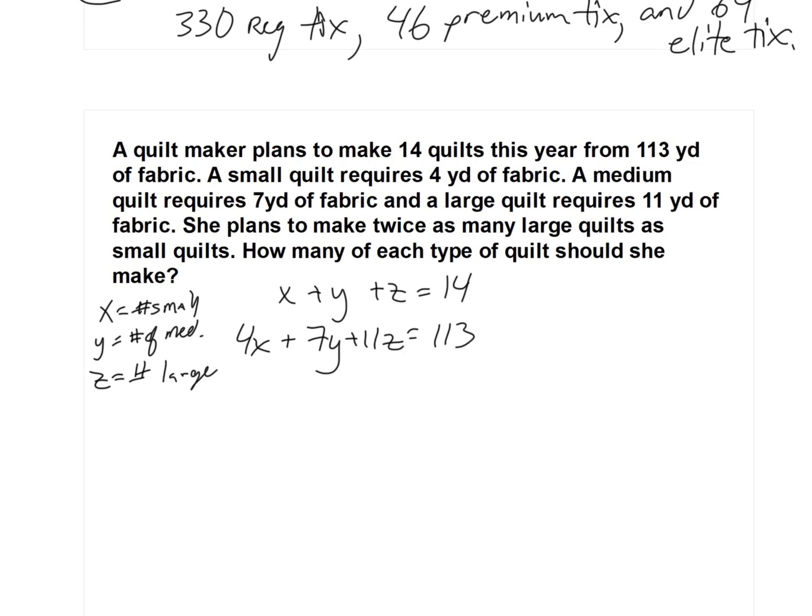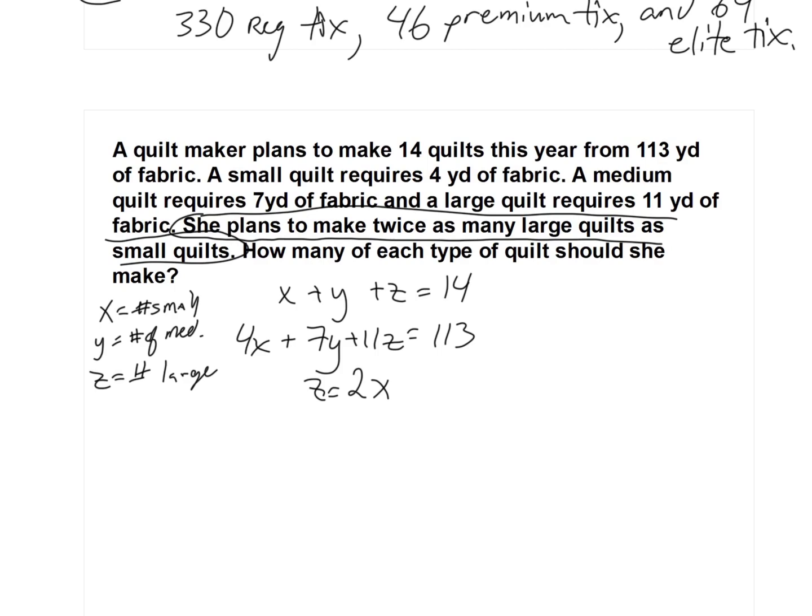Again, that's only 2 equations. I need to have 3 of them. So right here is the sentence that's the key to getting the third. Okay. It says that the large quilt, Z, is twice as many as the small. Okay, now Z equals 2x because let's say, for example, small quilts, I have 10 of them. That means I have to have double that in large, so 2 times that would be 20.